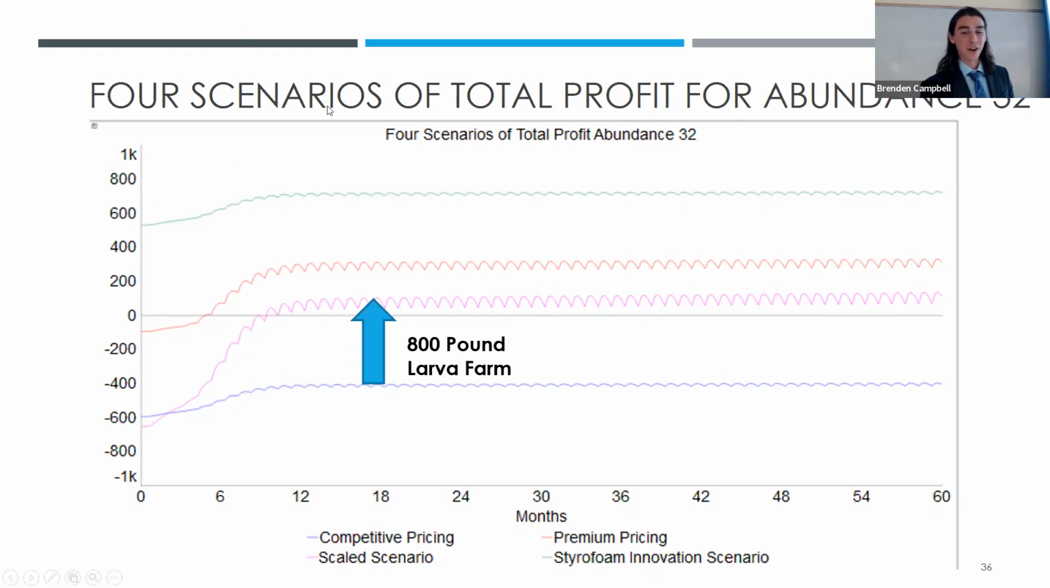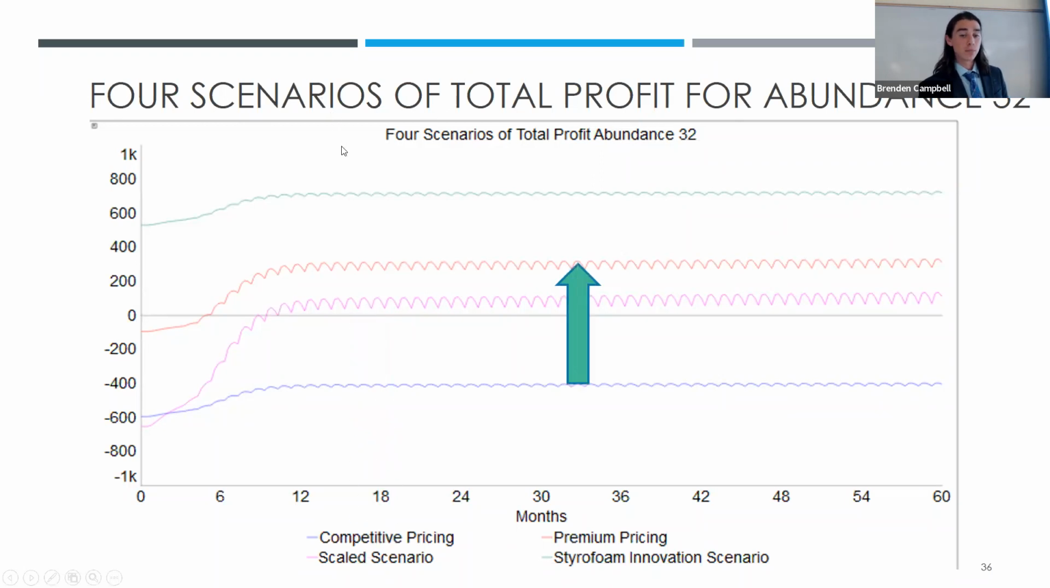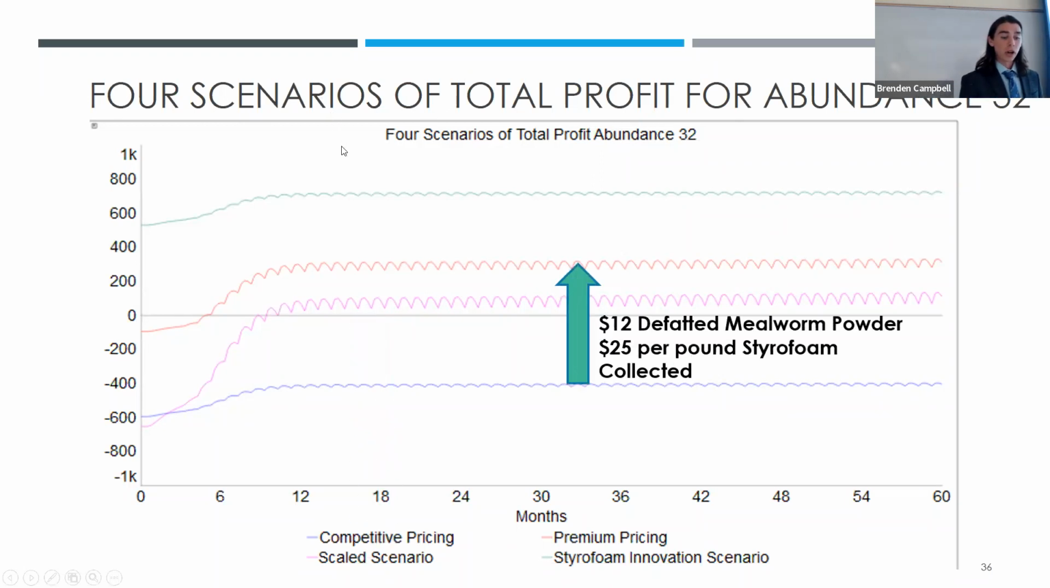So we're going to look at the next scenario here, which is called the premium pricing scenario. And in this scenario, it is changing the price point of defatted mealworm powder to $12 a pound, as well as charging $25 a pound for styrofoam collection. So really charging a big premium for these services that are being provided. And this brings the profit of the 200-pound mealworm farm up to a range of $308 to $320 per month, depending on, again, harvested amount.